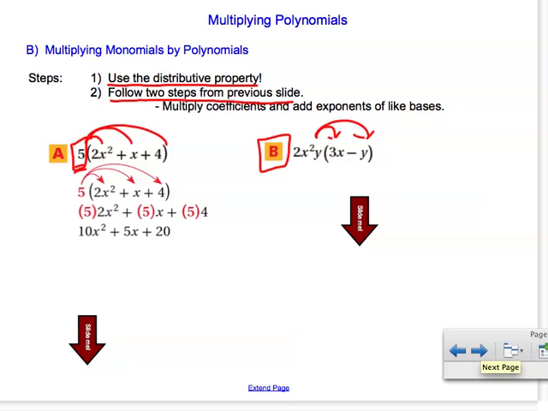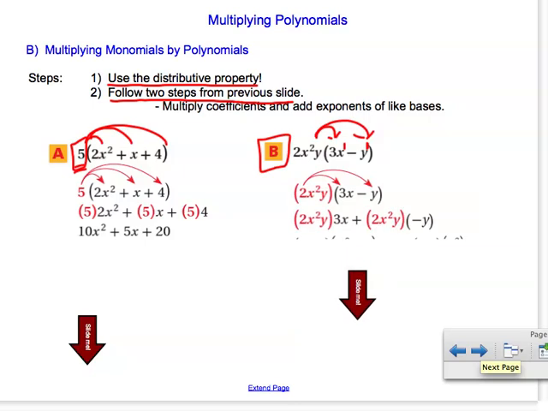Why don't you guys try B? Be careful each and every time, and remember that this is x to the 1st and y to the 1st. Now, if you need to take some time to write it out like you did here, I think that's a great idea, instead of trying to do it mentally. Why don't you continue it from here?